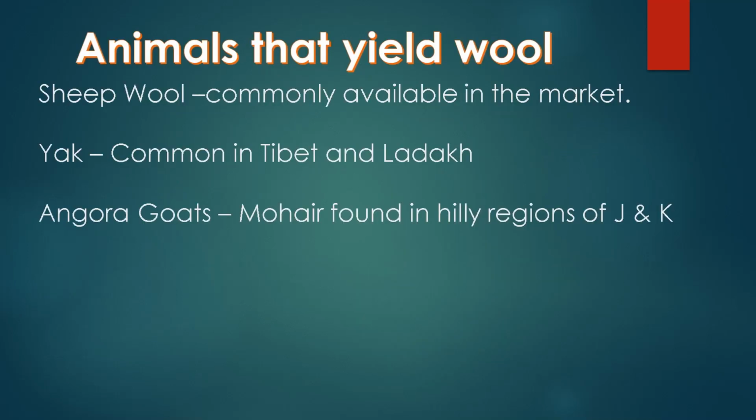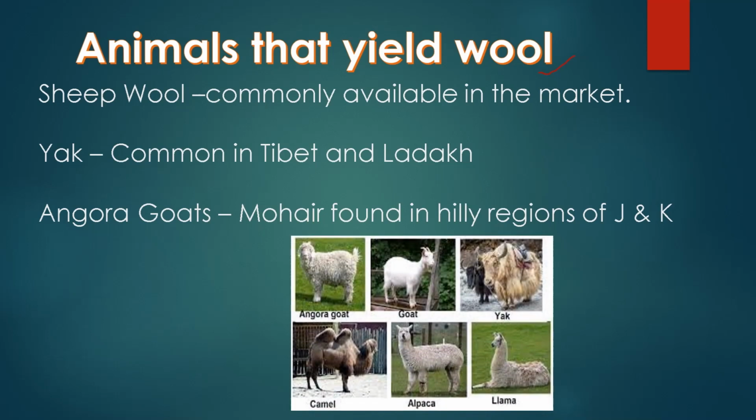Now we will discuss the animals that yield wool. Which animals give us wool? First is sheep wool, commonly available in the market, which we discussed just now. Yak wool is commonly found in Tibet and Ladakh. Angora goats, also called mohair, are found in the hilly regions of Jammu and Kashmir.